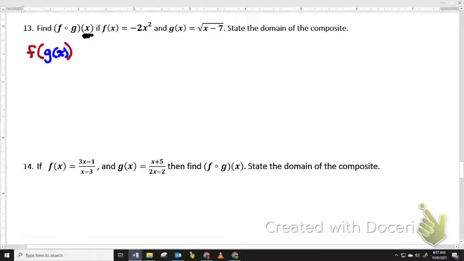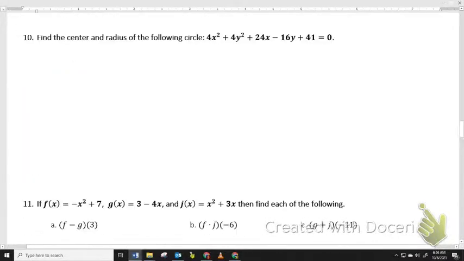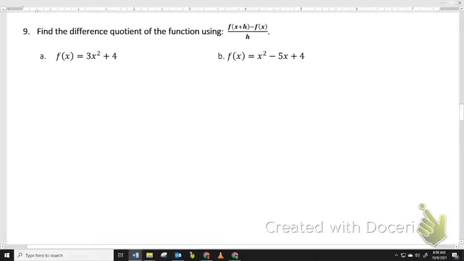Amy, which one did you want to see? Number 9, absolutely. There we go. We're going to find the difference quotient. I probably only have time for one of them. Would you guys rather see A or B? B. Sounds good. All right, so the first thing I'm going to do is into this function, I'm substituting x plus h anywhere I see an x.